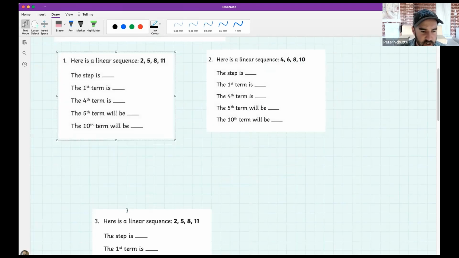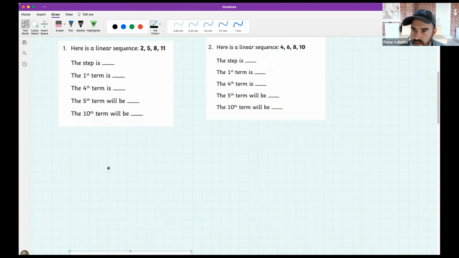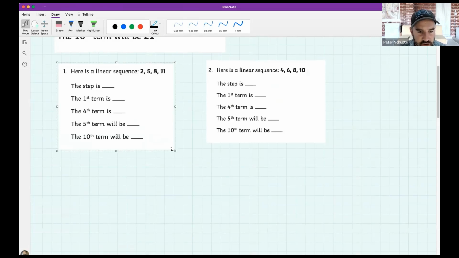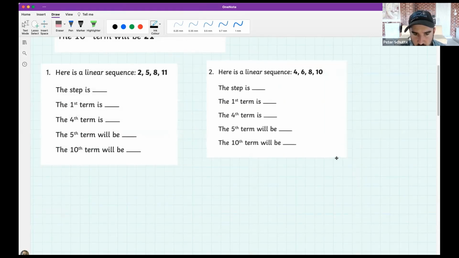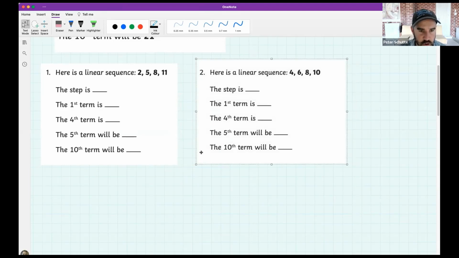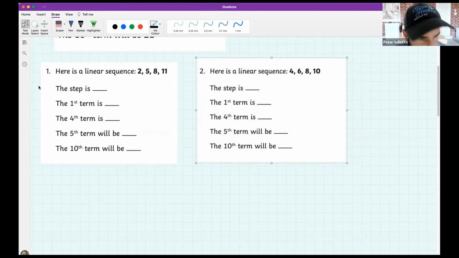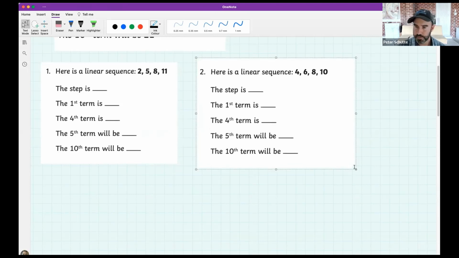So, okay, well, I think I see somebody says they're lost. Let's try and do this one. Try and do number 1 for me. And for those who are really feeling on fire, you can do number 2. Ask yourself, what is the step size? What's the first term in this number sequence? What's the 4th? What's the 5th? What's the 10th? And for those who are on fire, you can do number 2. Give it a go.